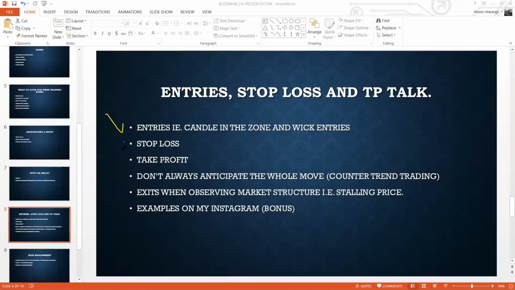So entries, stop loss, take profit, already covered. And don't anticipate the whole move.